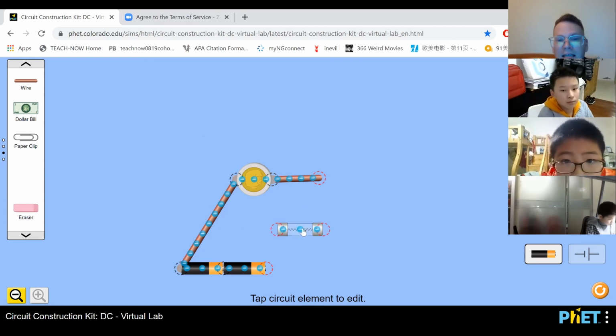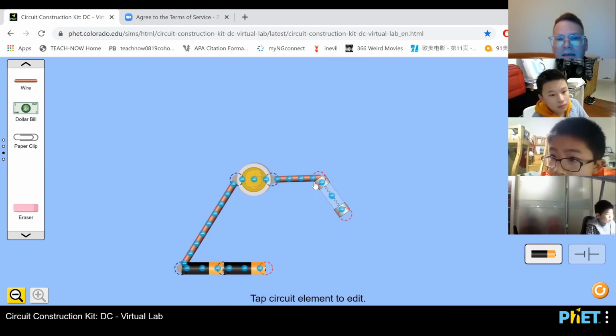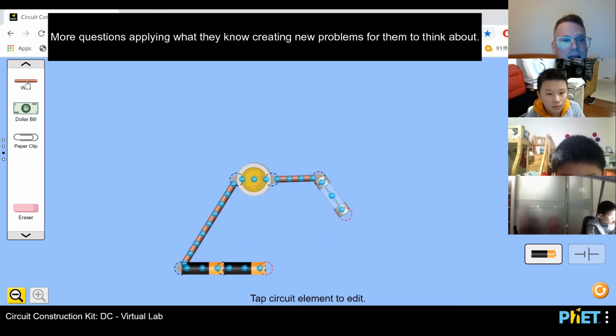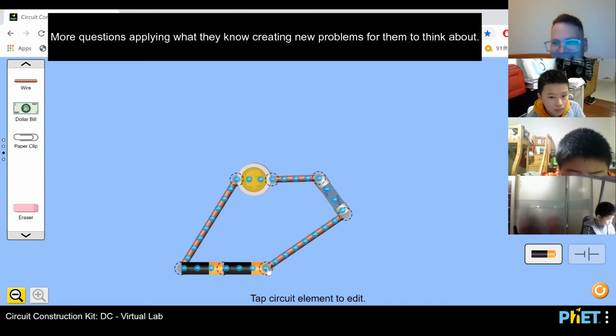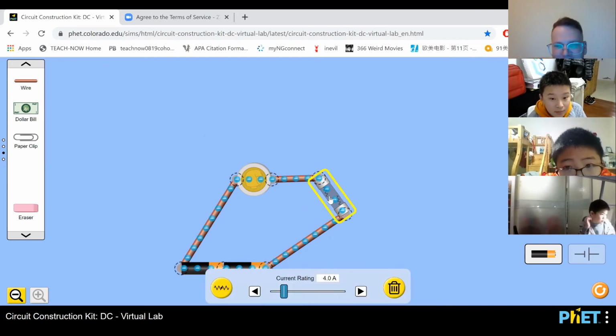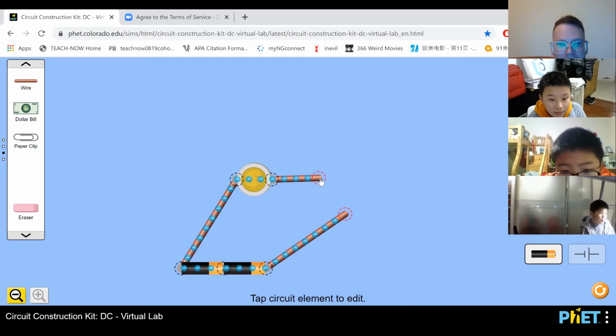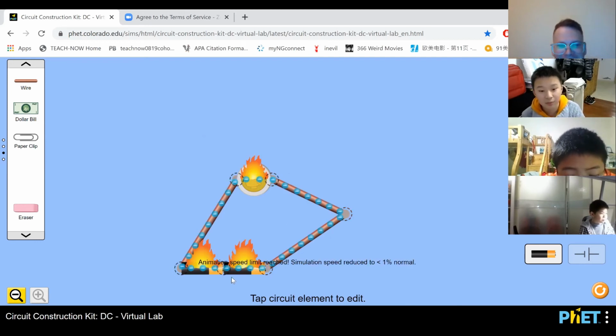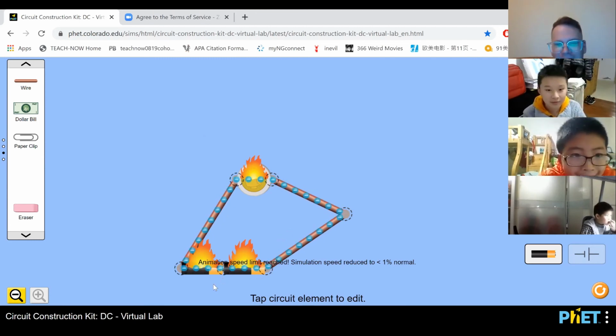Well, we could test this by adding a fuse and seeing if it breaks. Let's see what happens. Ah! Did you see that? It caught fire and we got a broken fuse. If we don't add the fuse, the batteries were broken. Yep. It's going so fast and everything's catching on fire.